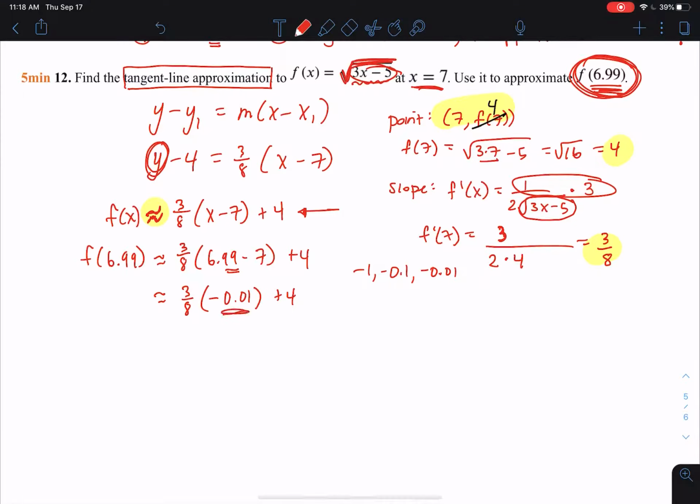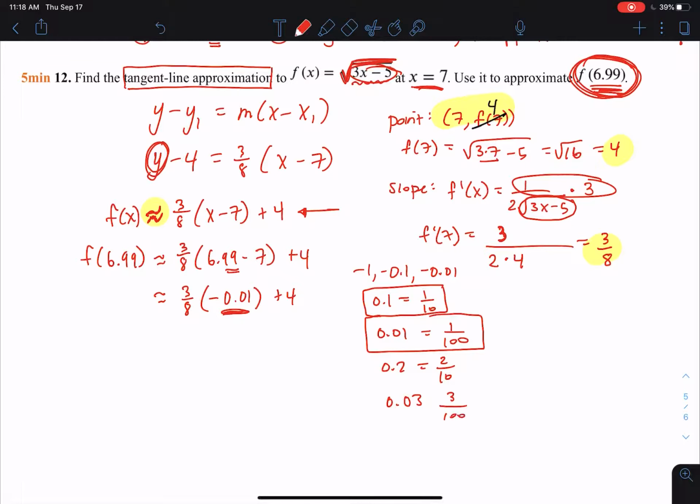And now I want to convert this into a fraction. So in case you've forgotten how the fractions work, if I have 0.1, that's 1/10. If I have 0.01, that's 1/100th. So if it's 0.01, it's 100th. If it's 0.1, it's a 10th. So then if I have 0.2, that's 2/10ths. And if I have 0.03, that's 3/100. Okay, so memorize these two guys. Very important.